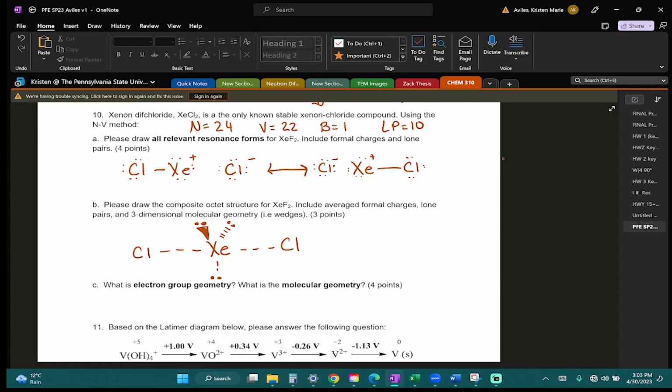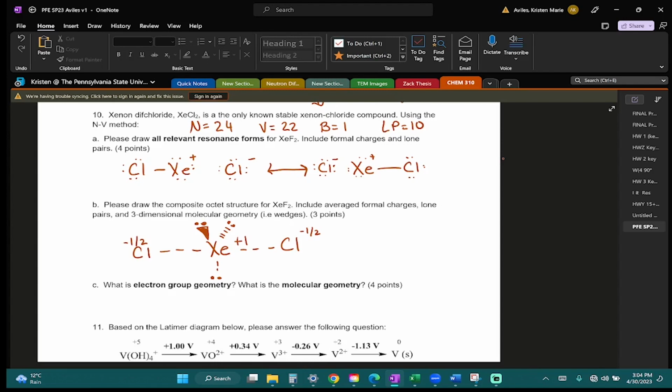Now, what about my chlorines? What are my formal charges on them? In one of my structures, it's -1, and in the other structure, it's 0. So what's the average of that? -1/2. And then how about my xenon? In both structures, it's +1, so the average of that is? Yeah. All right, any questions on the composite structure?